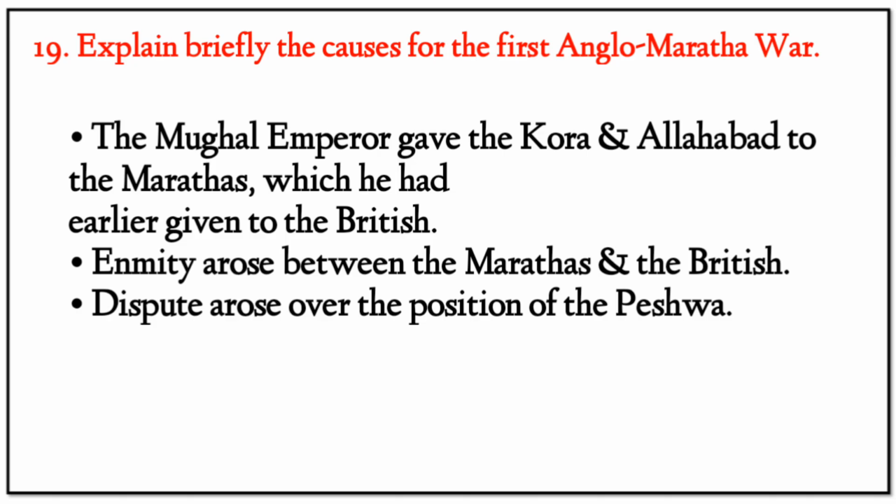Answer: the Mughal Emperor gave Kora and Allahabad to the Marathas, which he had earlier given to the British. Enmity arose between the Marathas and the British. Dispute arose over the position of the Peshwa.